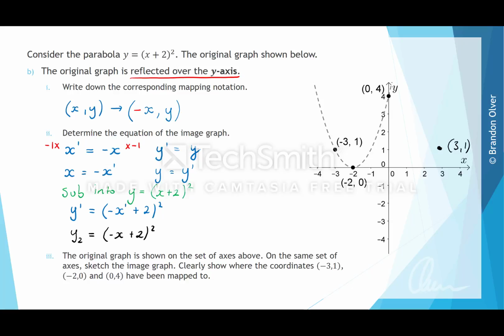For our next coordinate we have (-2, 0), and we multiply the x value by -1. That means it is reflected over the y-axis to this position, and that coordinate is now going to be (2, 0). The final point, (0, 4), we multiply 0 by -1 and it stays as 0. So that point is the same for the transformed graph. Drawing our parabola through those 3 points, we find that our transformed graph looks something like the parabola drawn in blue. So that there is the parabola y equals (x + 2) all squared when it is reflected over the y-axis.